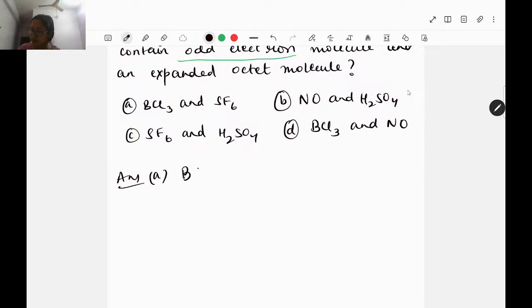BCl3. So what is the structure of BCl3? Boron. What is the electronic configuration of boron? 1s2. Hydrogen, helium, lithium, beryllium, boron. So it is 1s2, 2s2, 2p1.